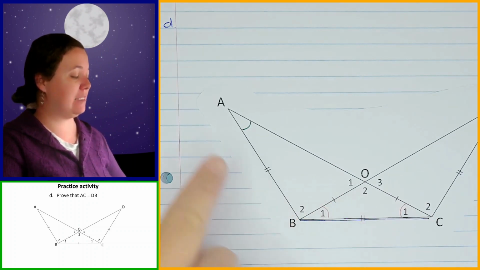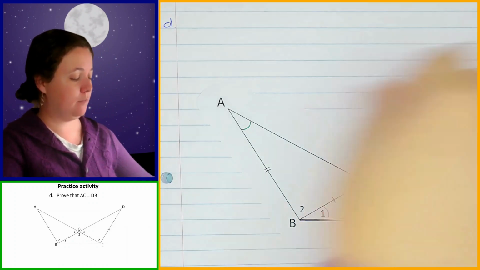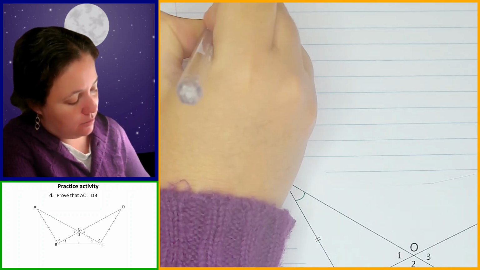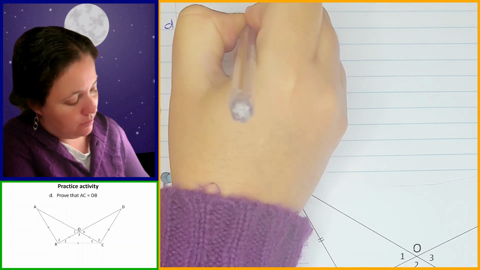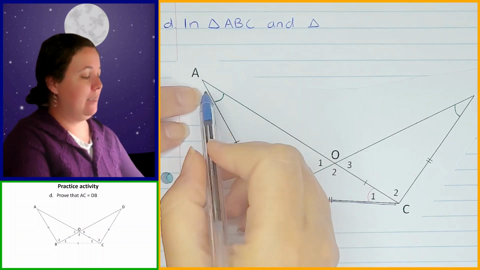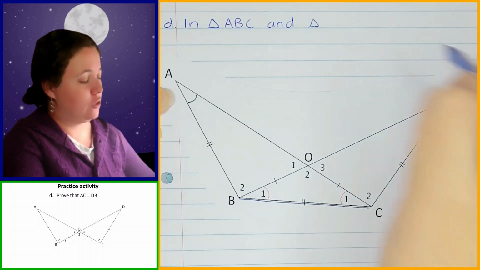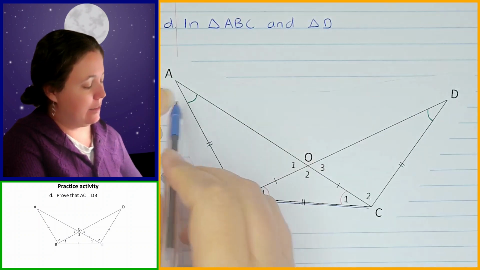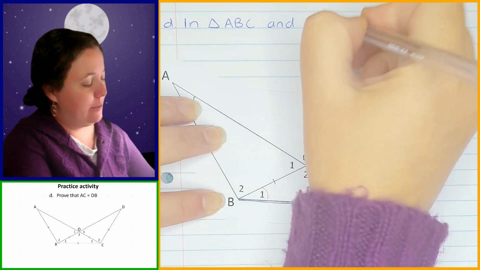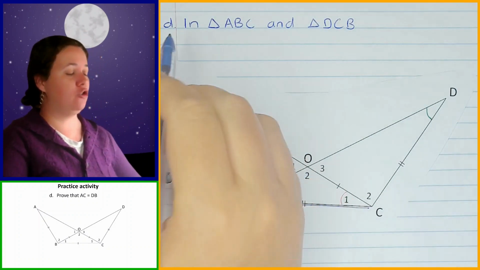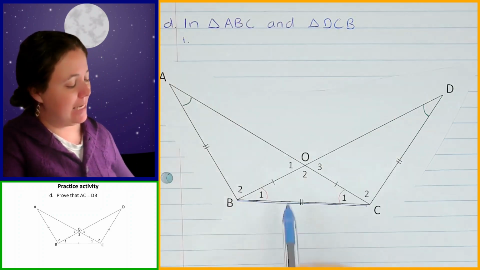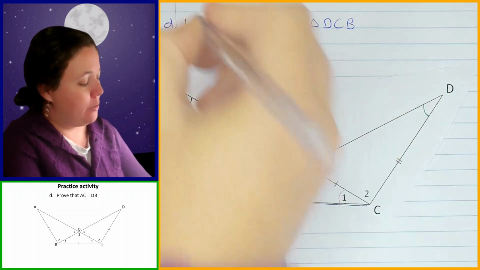So I'm going to start off by saying in triangle ABC, okay, so A is matching D over here. So it's going to be D, then B matches C, so D, C, and then C matches B. So I've got in triangle ABC and triangle DCB. My first statement that I'm going to make is that I've got a common side over here. So BC is common.